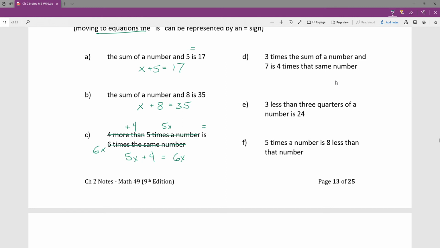I find that the best way I have to explain it is just by reading the words, which is obviously not a way of explaining. So sometimes breaking it up into little pieces, like I just did in C here, where I crossed pieces out and rewrote them, can actually really, really help. So D says 3 times the sum of a number and 7. Oh my goodness. Okay, sum of a number and 7, but we want 3 times that, is 4 times that same number. Give these ones a try.